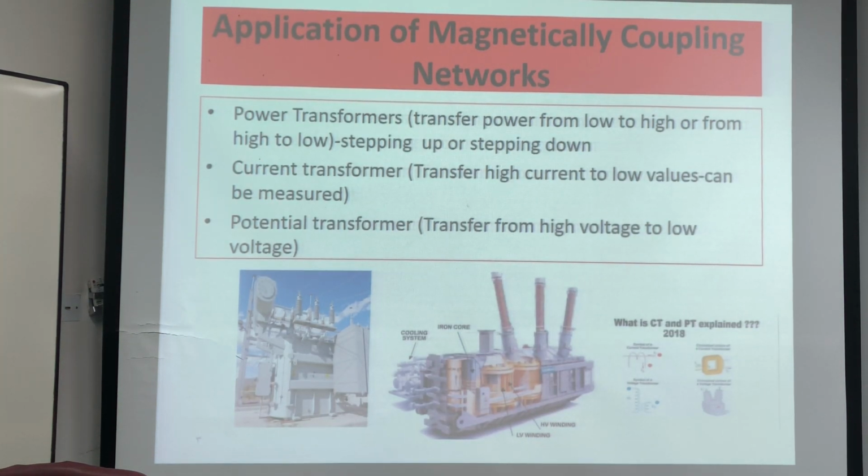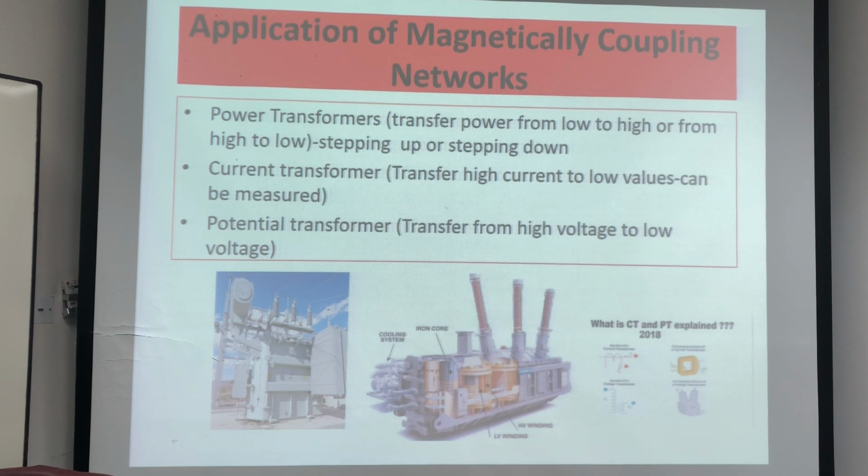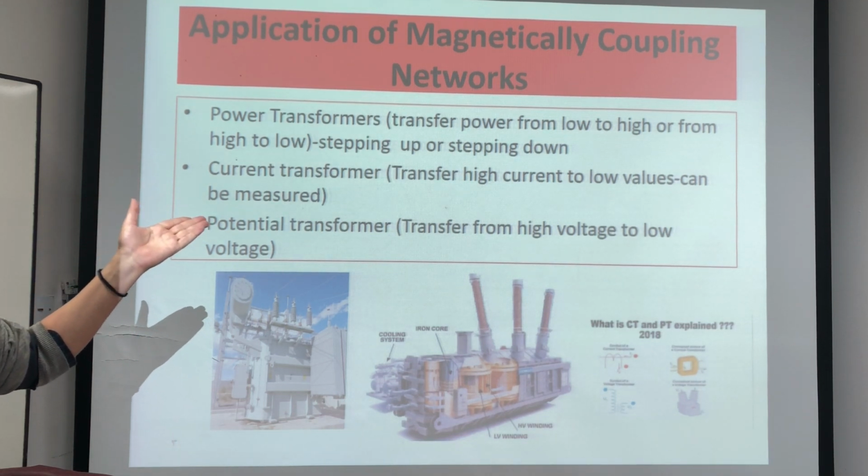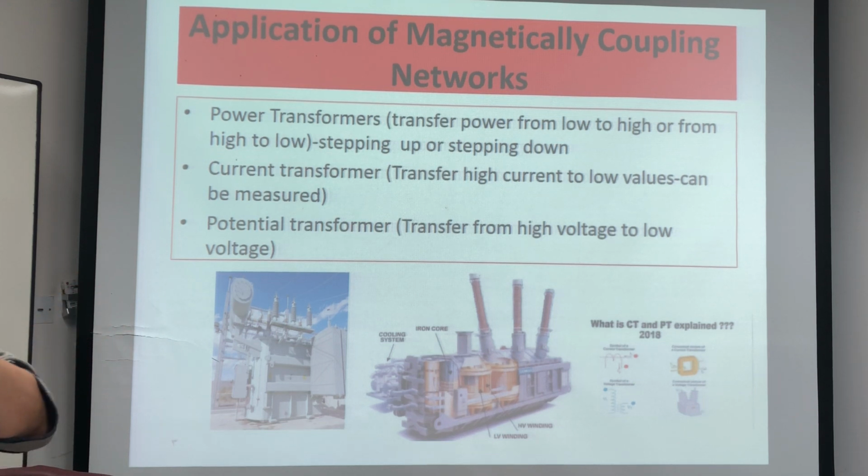In the first slides, we are talking about applications of magnetically coupled networks. For example, if I ask you what kind of devices use magnetically coupled circuits, we have many devices like the power transformer. The power transformer is used extensively in power systems for stepping down or stepping up the voltage and the current, and the power is the same on both sides. But here we can make some kinds of stepping down or stepping up according to the kind of transformer.